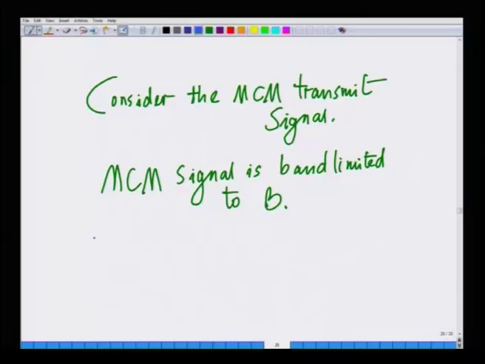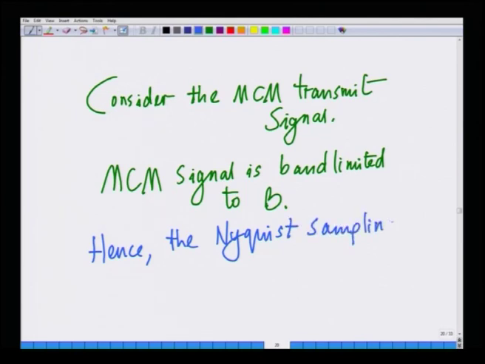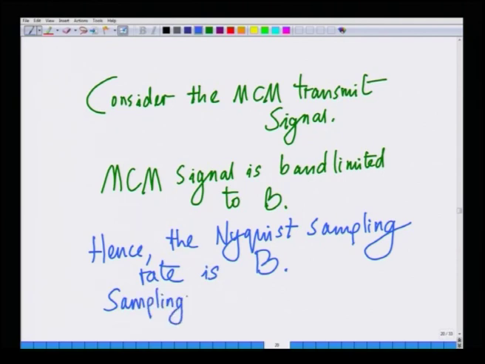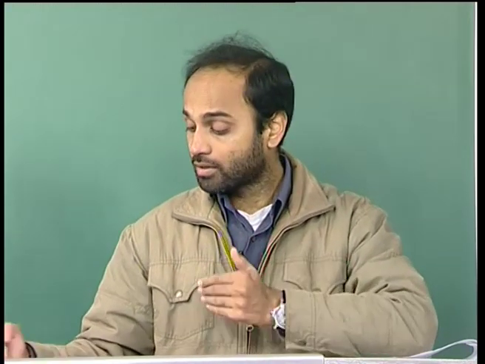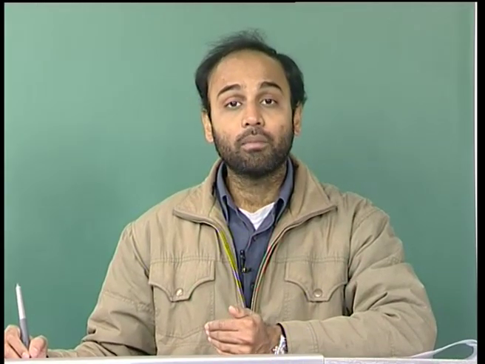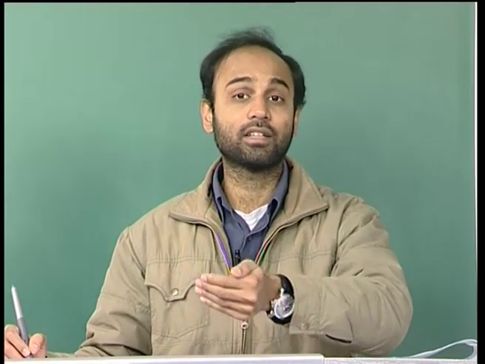Hence, the Nyquist sampling rate is B. The sampling time is 1 over the sampling rate, which is 1 over B. So, since this is a bandwidth B limited signal, I can simply sample it at that Nyquist rate B, transmit those samples, and reconstruct the signal from the samples at the receiver.